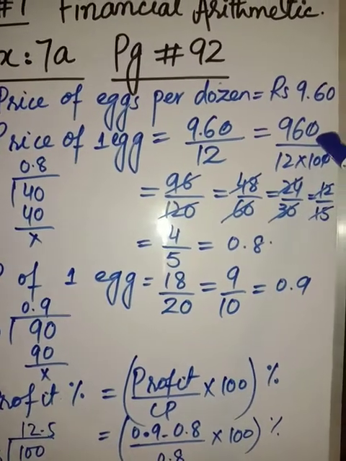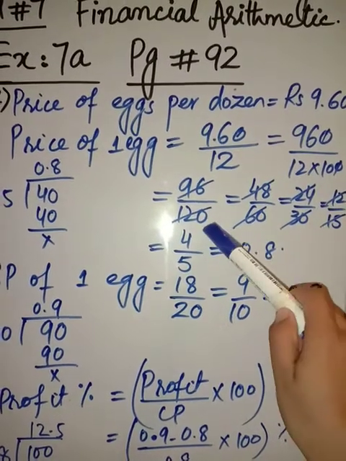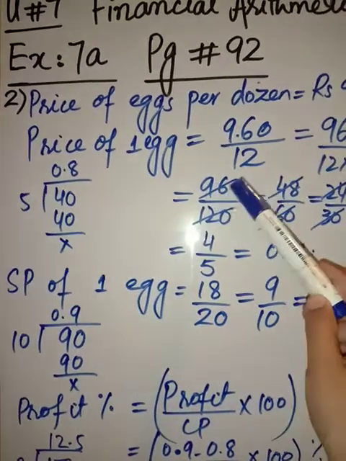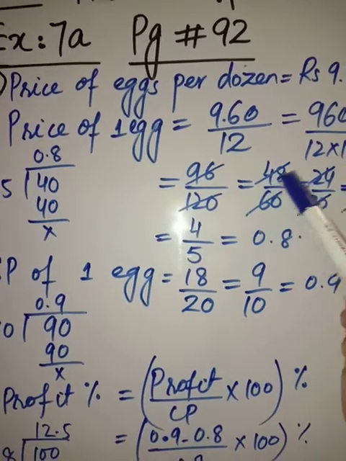0 cancels with 0. You are left with 96 and 12 multiplied by 10, you will get 120. 2 4s are 8, 1 carry. 2 8s are 16. 2 6s are 12, 0. 2 2s are 4, 2 4s are 8.